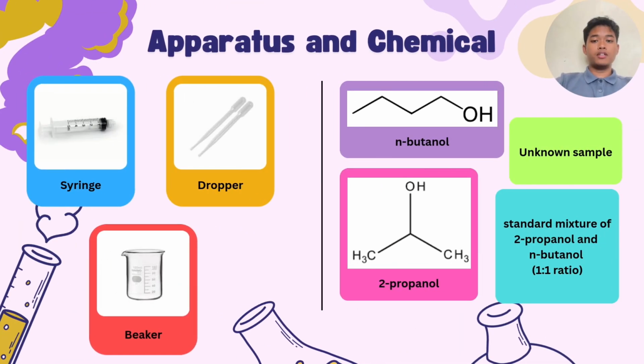For this experiment, we use a dropper, syringe and beaker for the apparatus, and we use n-butanol, 2-propanol, an unknown sample and a standard mixture of 2-propanol and n-butanol with a ratio of 1:1 as the chemicals.